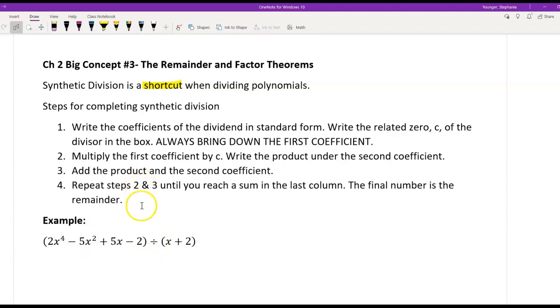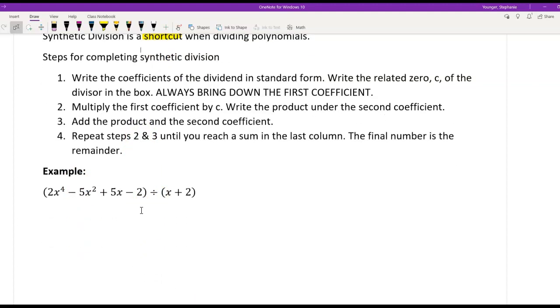Write the related 0c of the divisor in the box. Always bring down the first coefficient. Multiply the first coefficient by c. Write the product under the second coefficient. Add the product and the second coefficient. Repeat until you get the final number.